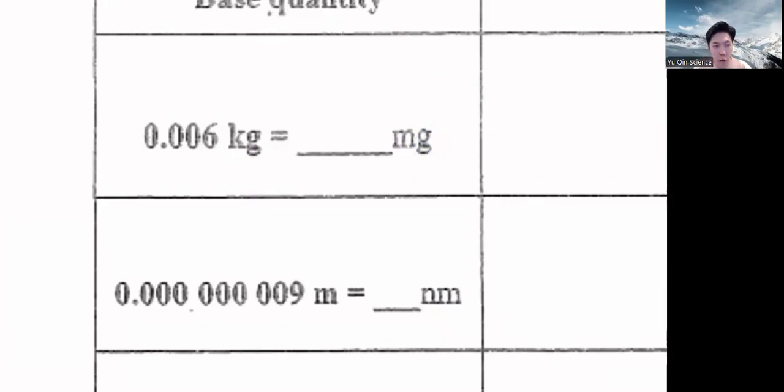Ready? You need to write down the prefix power. So kilo is 10 power of 3. Milli is 10 power of -3. So what we do is we will take the powers, we will minus them off. So 3 minus -3. Okay, so 3 is from here, minus -3 is from here.